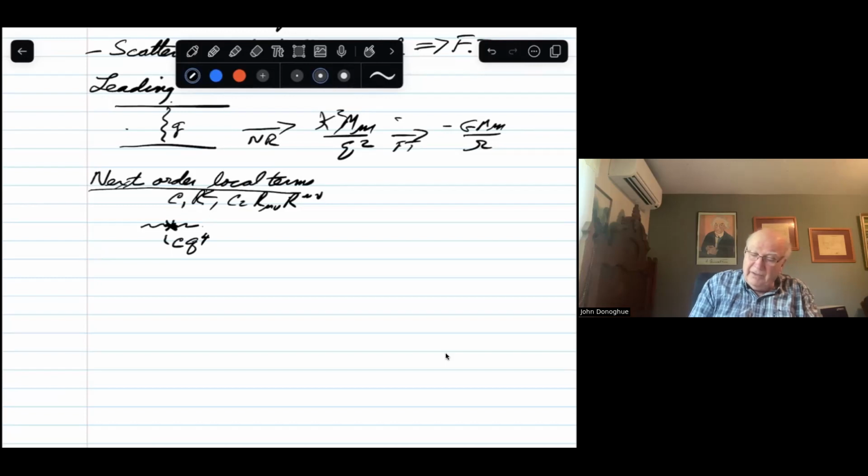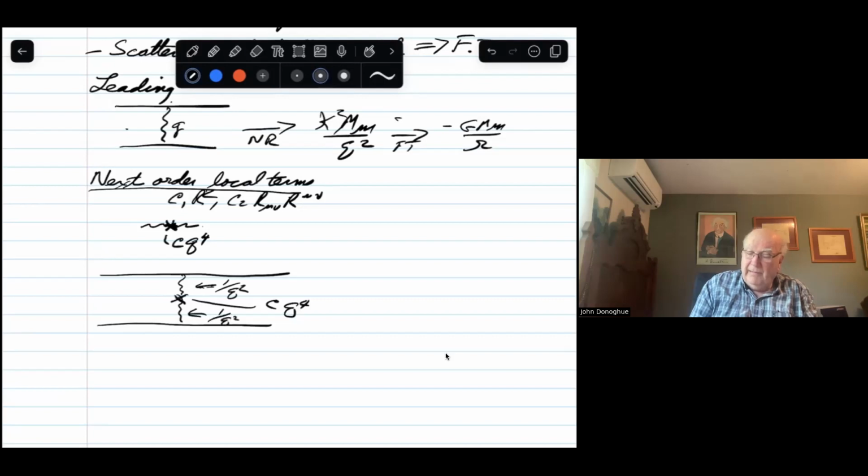So if I am then trying to make a potential out of this, I would do something like that. I insert this into the same type of diagram. This gives me a 1 over q squared times c q to the 4th times 1 over q squared, which is a constant, which Fourier transforms to delta 3 of x.